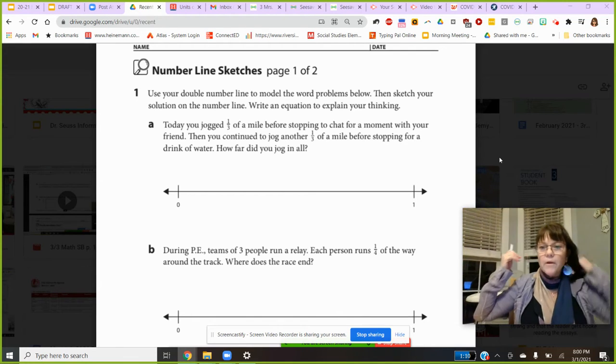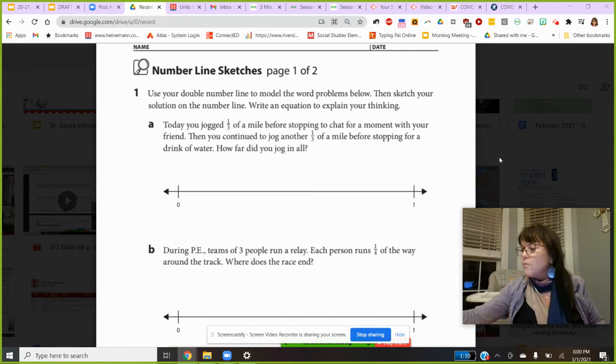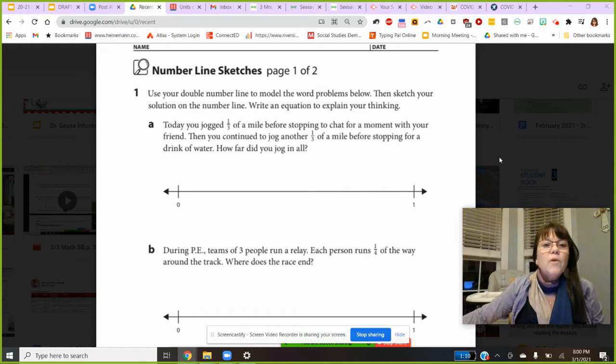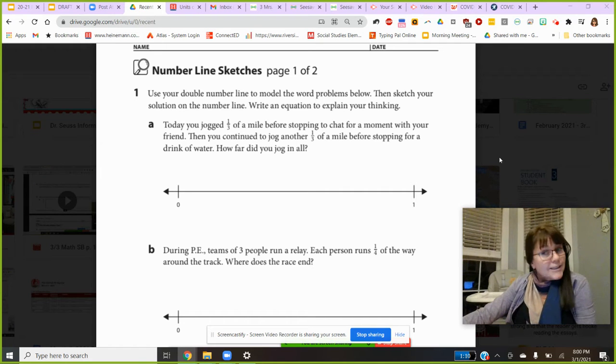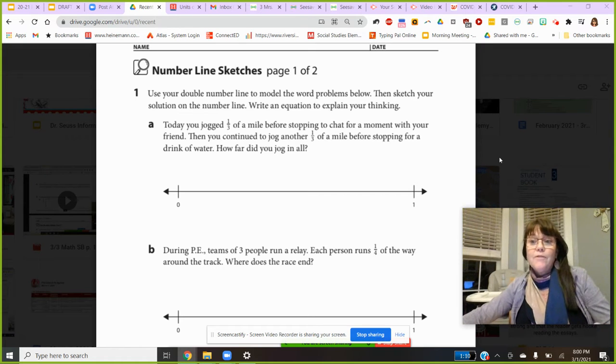Hello. All right, we are going to work with pages 134 and 135 in your student math book, the thickest math book. We are going to be working with number line sketches. All right, pay close attention. I'm going to give you some cool hints.